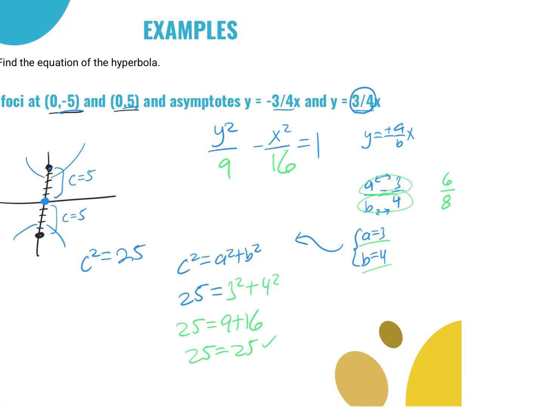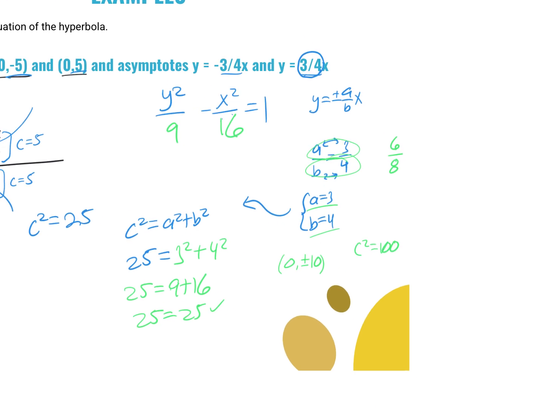Let's say, for example, your foci were at 0 comma plus minus 10, right? That would make c squared equal to 100. And then when you go to plug in 9 and 16, that's not going to get you 100.